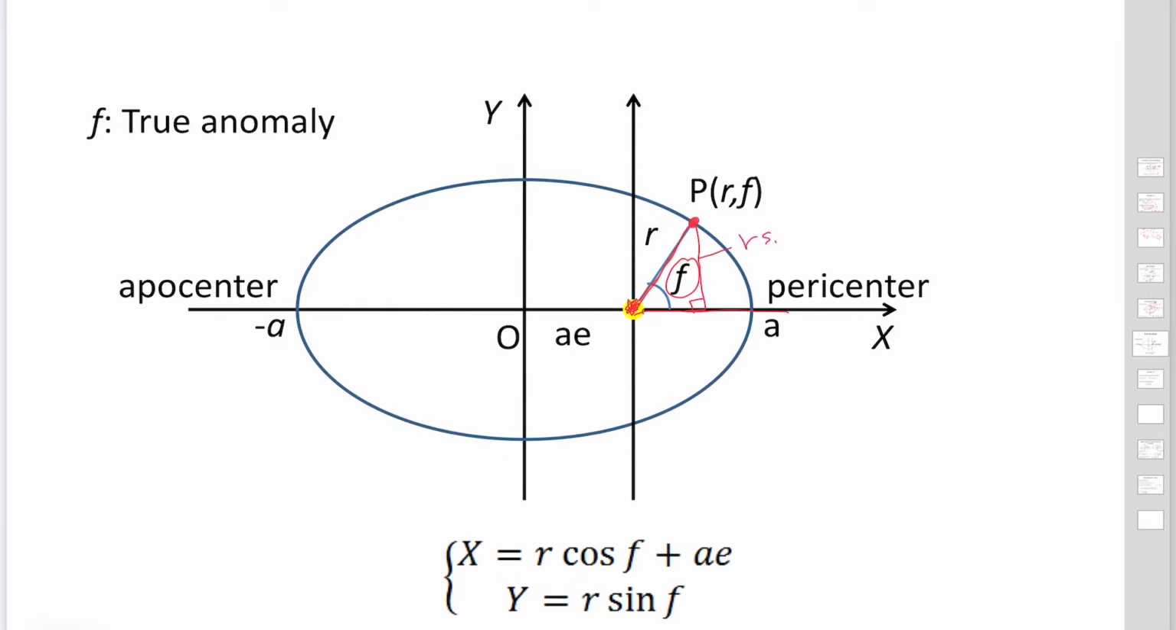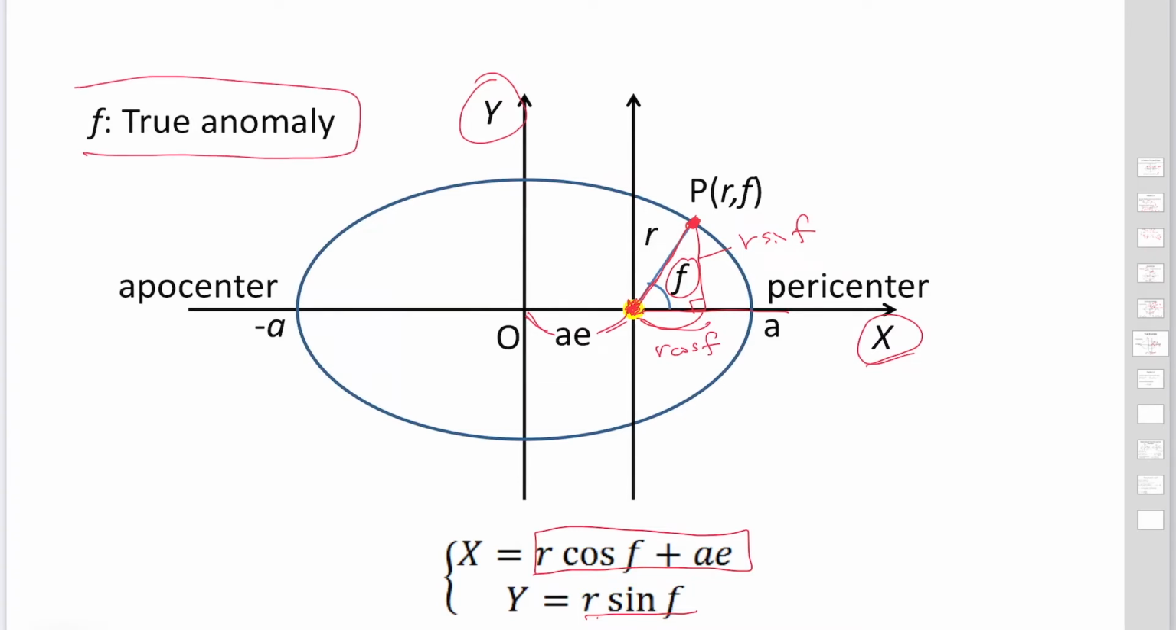If you consider these triangles, this is r sine f. This is r cosine f. And this is actually c, which is equal to AE. So to describe this position in x, y coordinates, x is AE plus r cosine f, and the y coordinate is r sine f. This is the coordinate using the true anomaly. So f is the true anomaly.